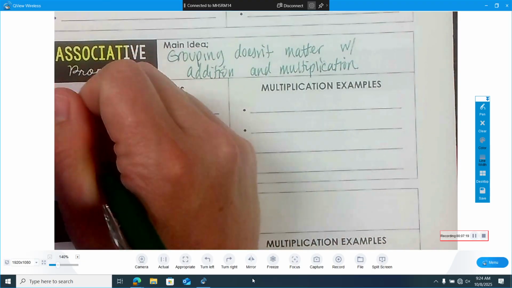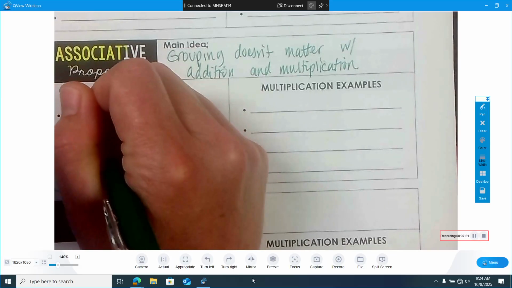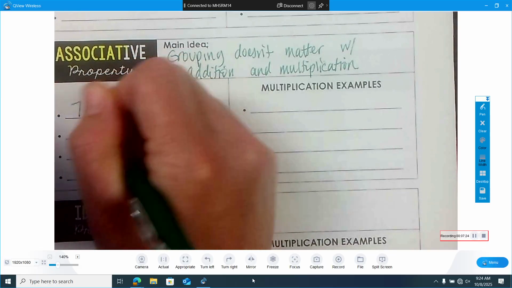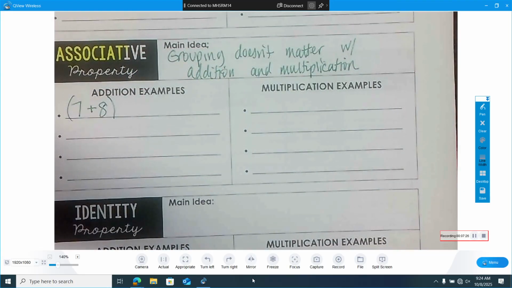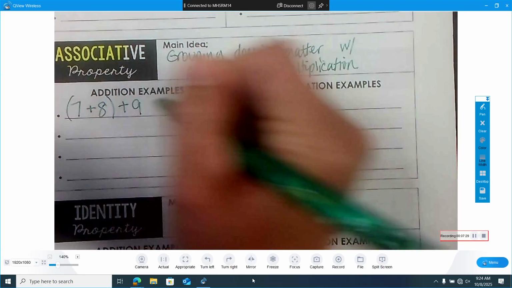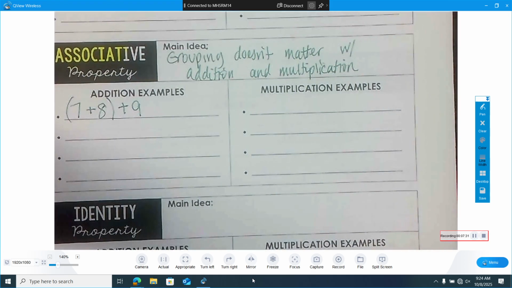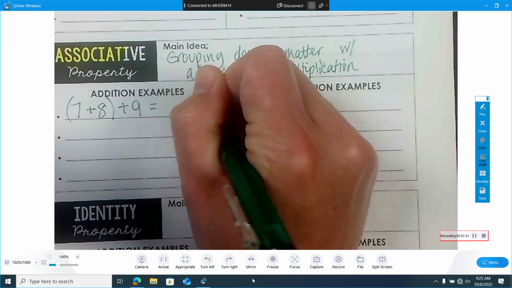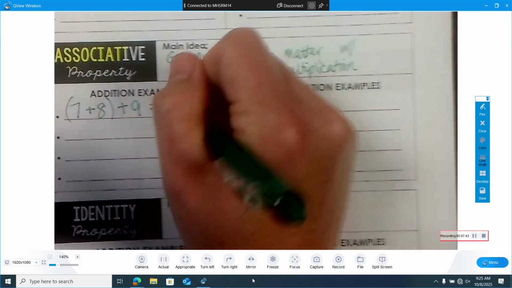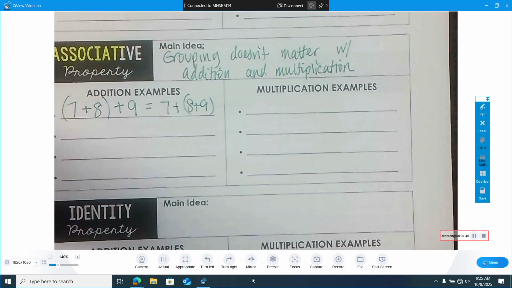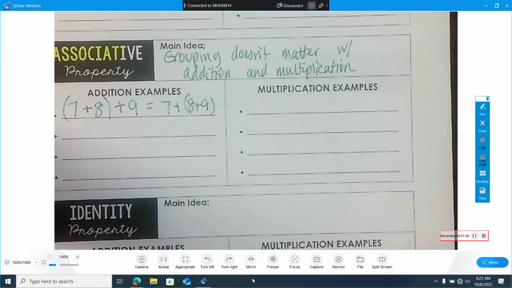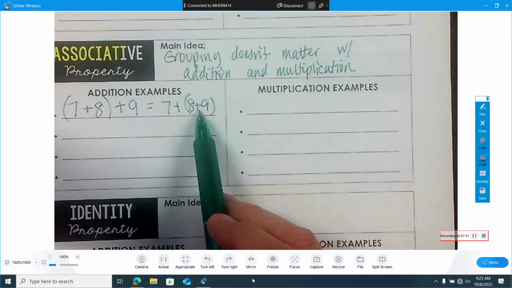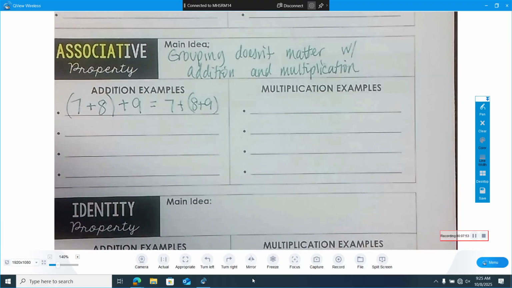Maybe I want to add 7 and 8, and I'm going to add those two first, and then I'm going to add a 9. So if I'm adding 7, 8, and 9, I can start with 7 and 8 first, and then add in the 9. Am I going to get something different if I add 8 and 9 first, and then add in the 7? Or do we get the same thing? Yeah, 15 plus 9 is 24.